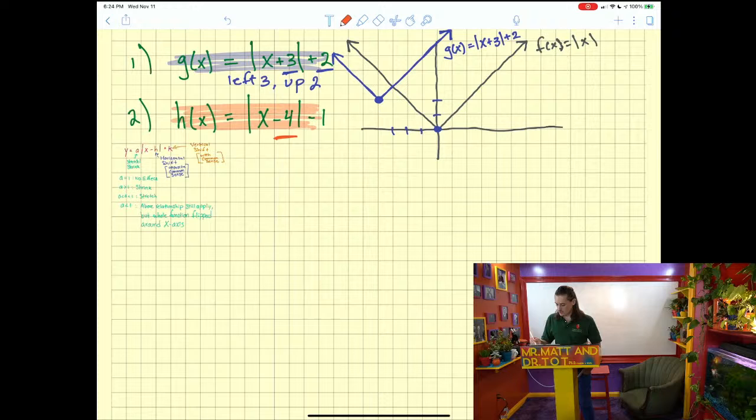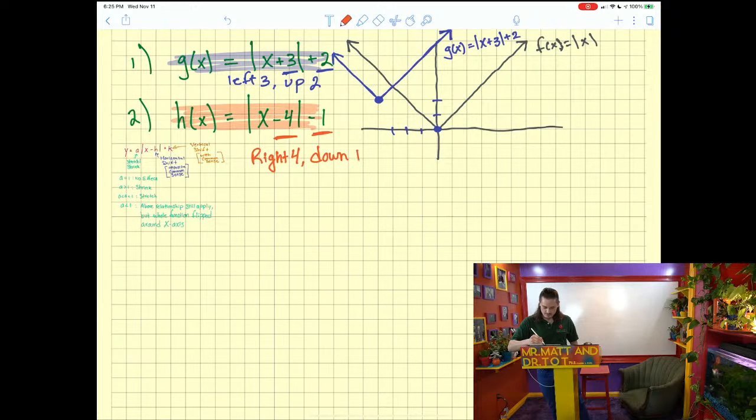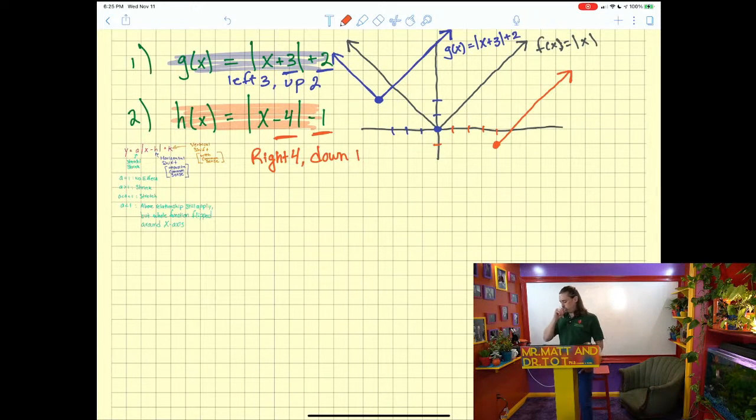And then we just draw in, we didn't do anything with the scalar here either. So we're just going to draw in the plot, assuming the slope of 1, these two sides of the absolute value function. So this guy is h of x is equal to the absolute value of x minus 4, quantity minus 1.